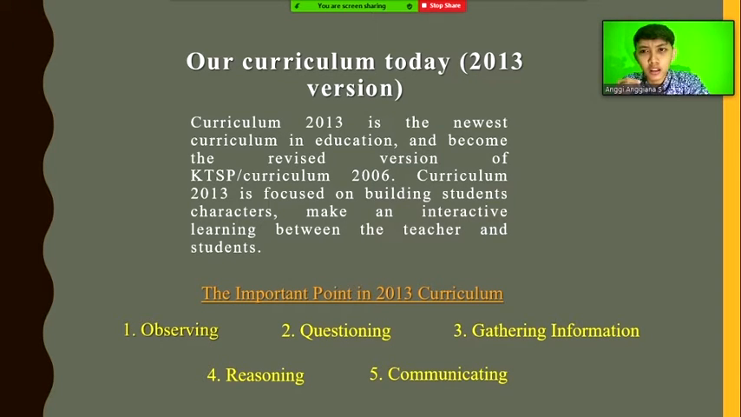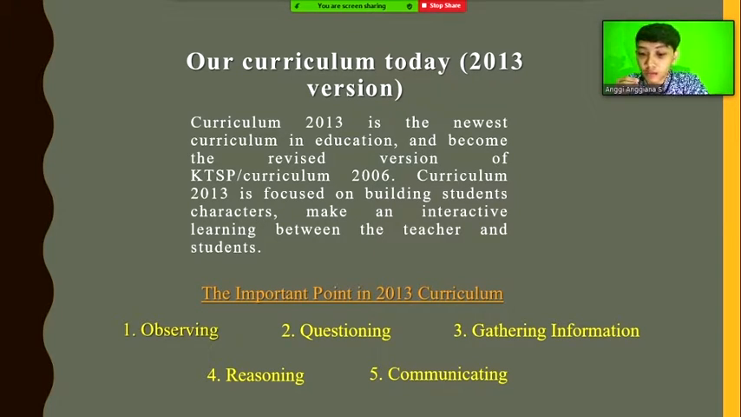When they do the observation, maybe they get a problem and can't answer, so they have to ask the teacher. That is the part of questioning. They have to ask the teacher because they always need the spirit to want to know about something. For the third, after the students do the observation and ask the teacher, they get the information and they have to gather the information.